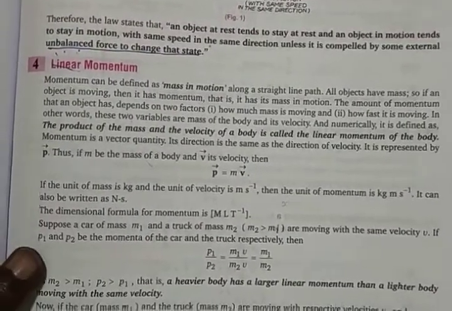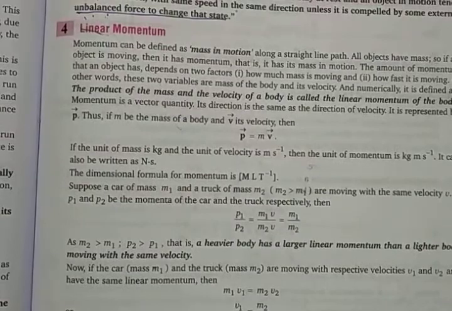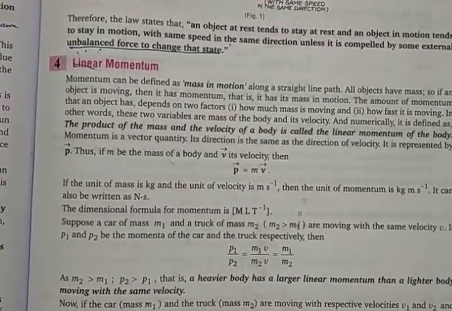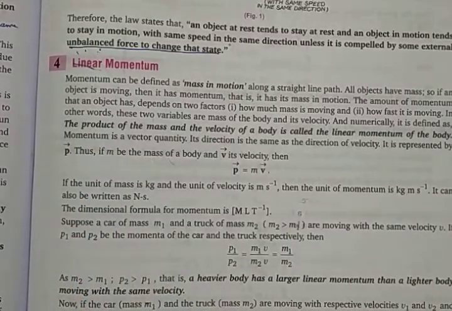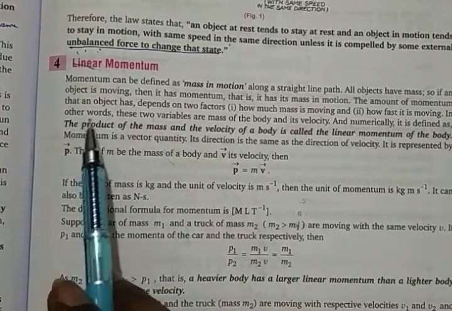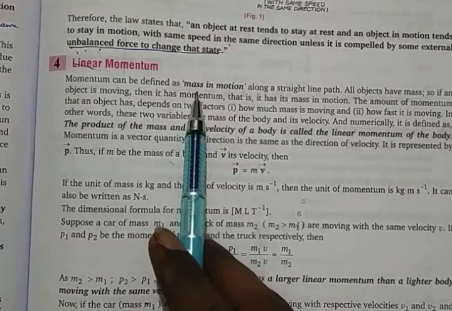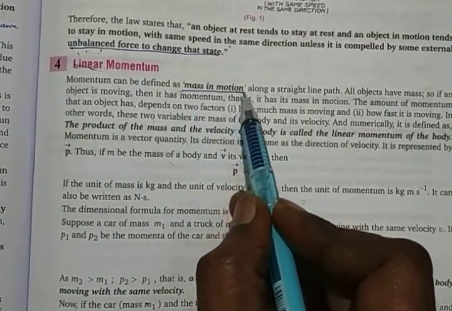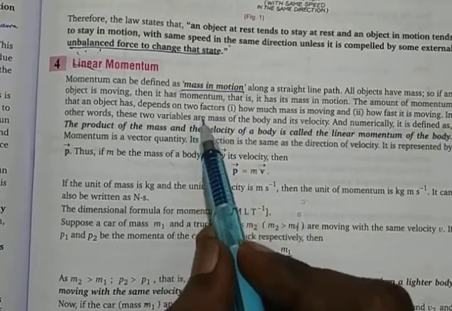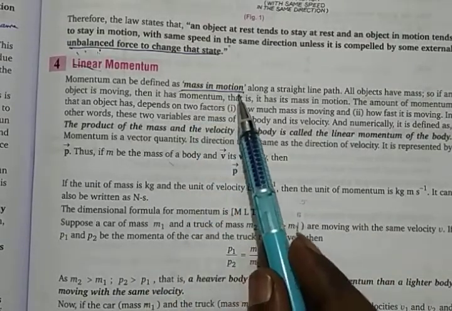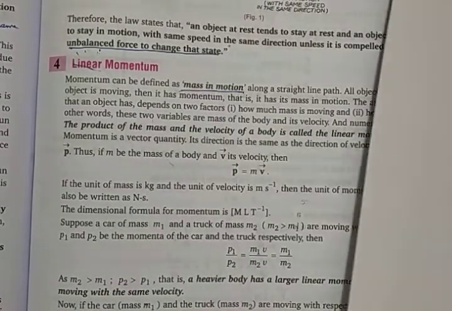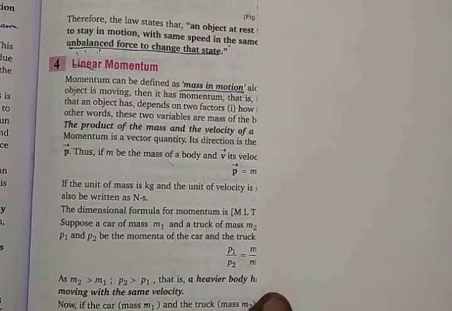That's what is given here. The next one is linear momentum. You already heard of and studied this in lower classes. Momentum can be defined as mass in motion. In short, any body, a big body, a mass is there and it is moving, that means it has momentum. Mass in motion is momentum; mass at rest is called inertia. So we say inertia is there.